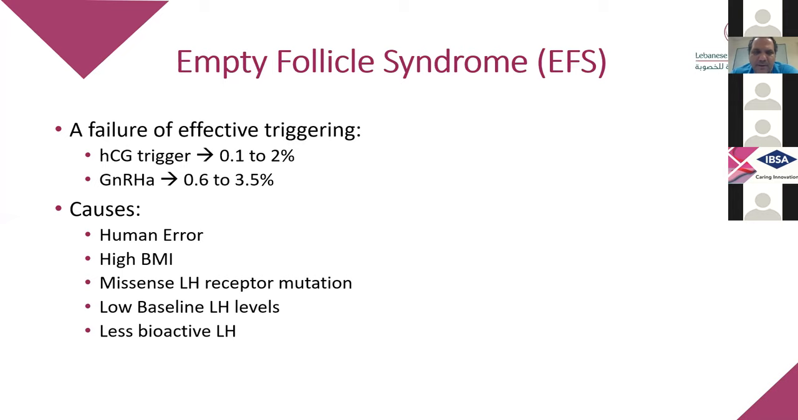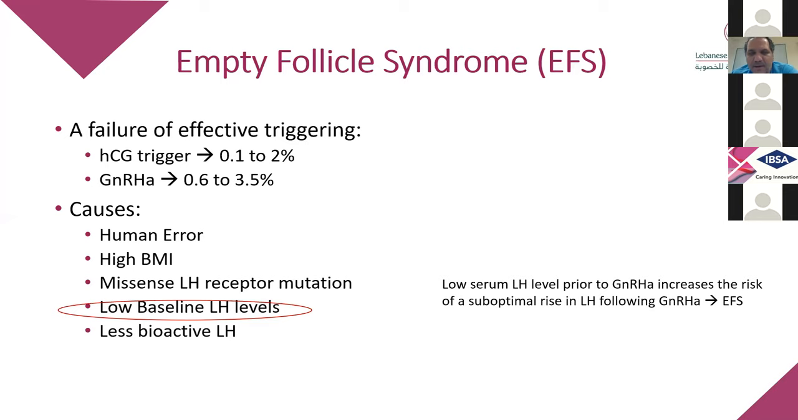And the causes that can happen: human error, that we spoke about, but sometimes with a very high BMI, the surge in LH is not significant. And so that's why we sometimes have to use a larger dose of medication. Some people may have a missense LH receptor mutation, and those people have recurrent empty follicles, and sometimes you can have it in the family. And then it is also important if you have a low baseline LH level. This is very important when we're going to do a GnRH agonist trigger. If you have somebody with a very low baseline LH level and you do a GnRH agonist trigger, you may end up with an empty follicle syndrome.